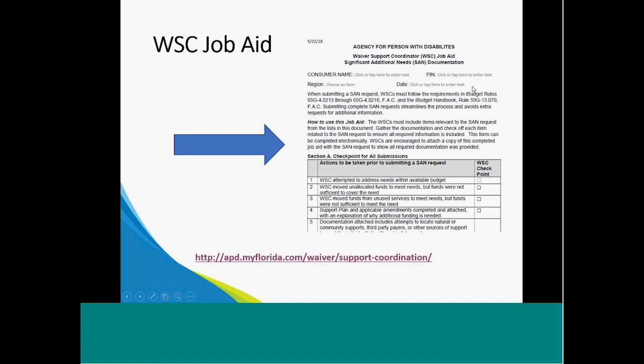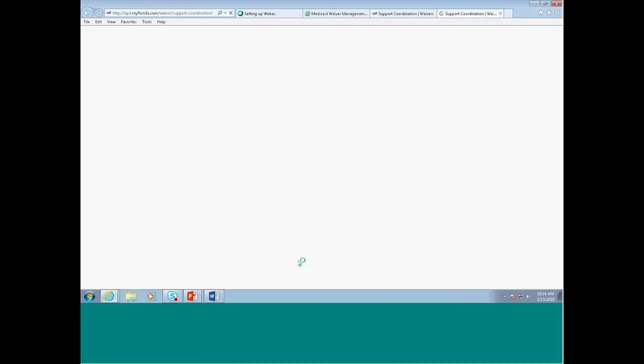APD has provided you with the job aid to assist you with submitting complete SAN packets. If you use the job aid, it will make for a quicker review and help eliminate the request for additional information. This is a picture, but we're going to go ahead and open up the job aid so we can look at some specific parts of it.